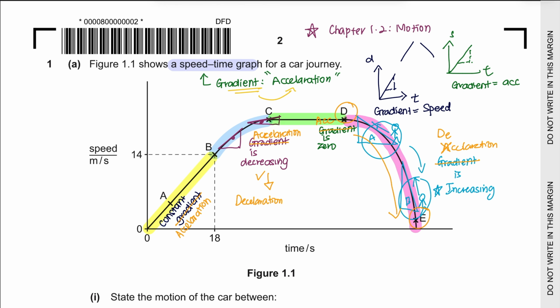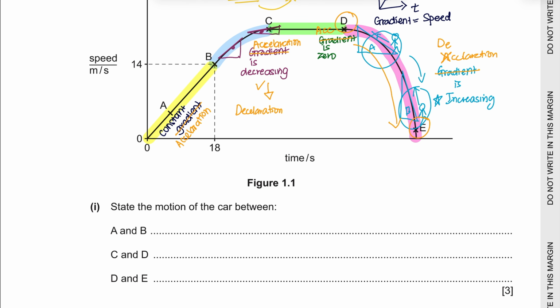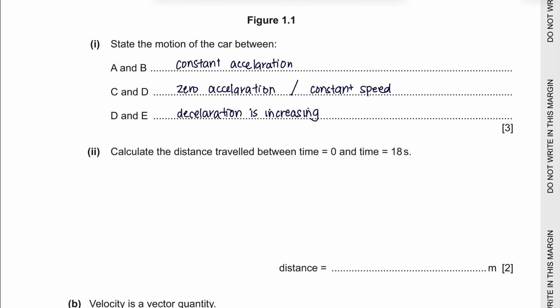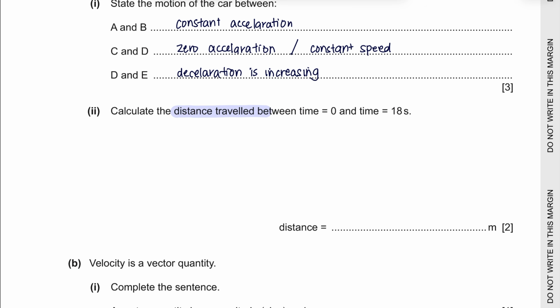Alright, let's try the question now that we have understood the graph. A and B is constant acceleration. From C to D, 0 acceleration, which also means constant speed, and D to E would be deceleration is increasing. Moving on to part 2. Calculate the distance traveled between time 0 and time 18 seconds.